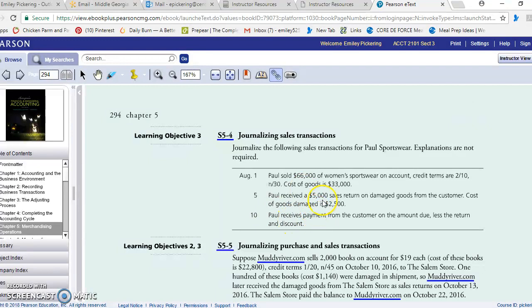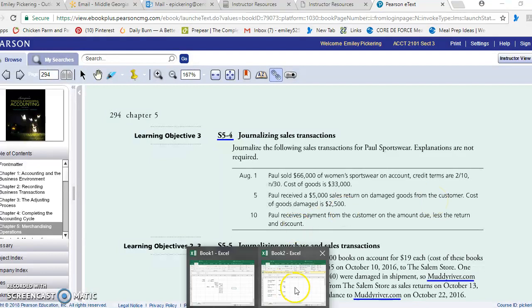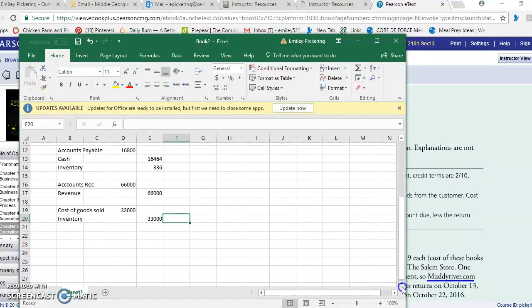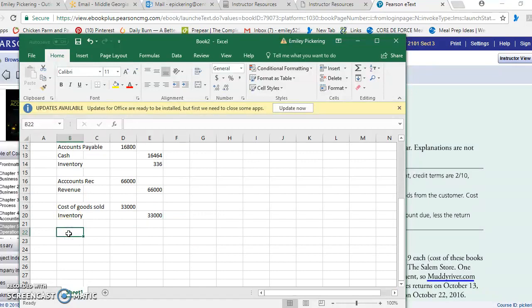We received a $5,000 sales return on damaged goods from the customer, and the cost was $2,500. So we are going to have a return and allowance account because we can't put that back on the floor because it is damaged. So we're lowering essentially our revenue by that amount. And then we have accounts receivable, 5,000.